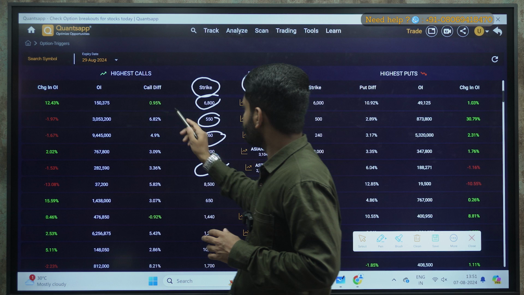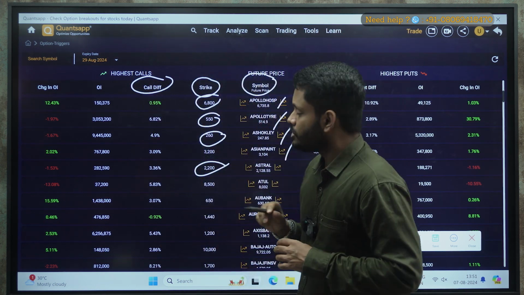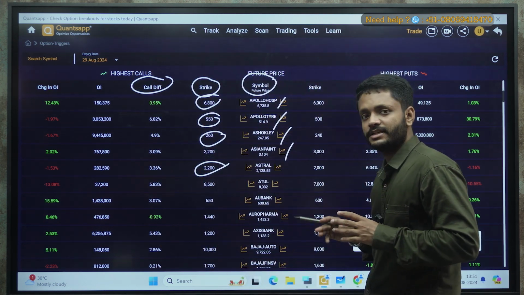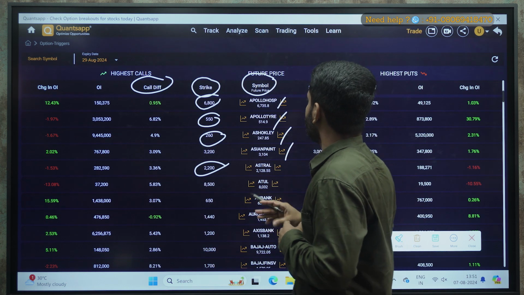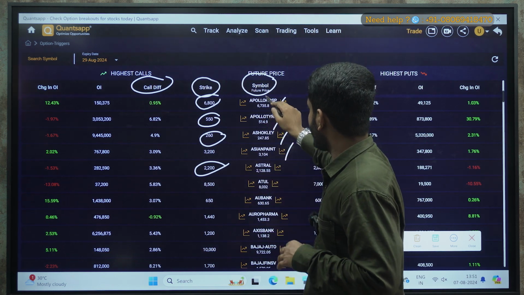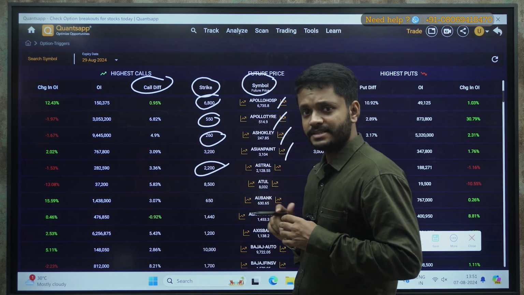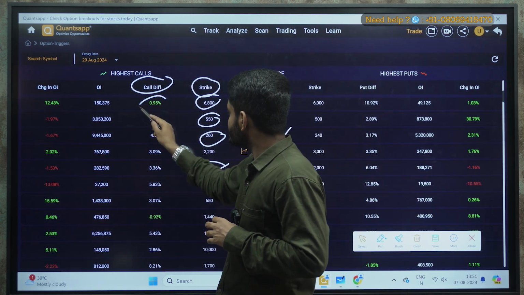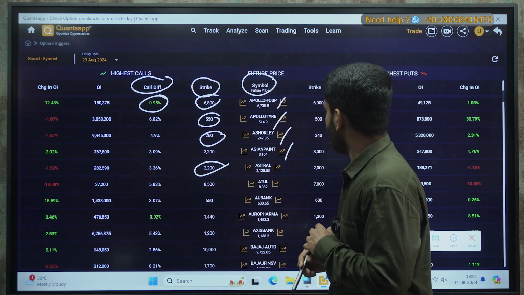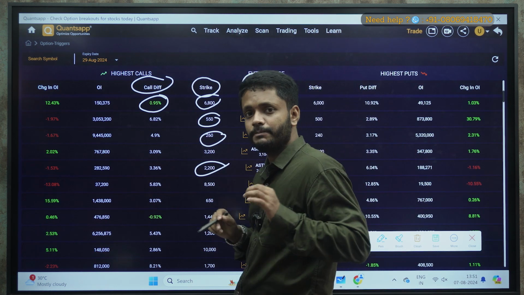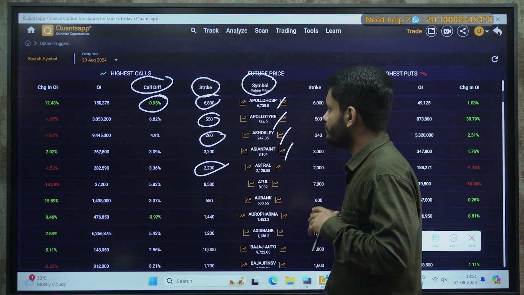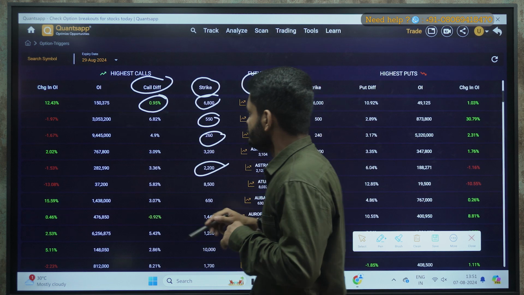Now the next column we'll see, that is call difference. So what is call difference? Call difference is basically how far the stock is from its resistance level. Now if you see Apollo Hospital, the current market price is 6735, the resistance is 6800. So in percentage terms, Apollo Hospital is approximately 0.95% away from its resistance as of now.